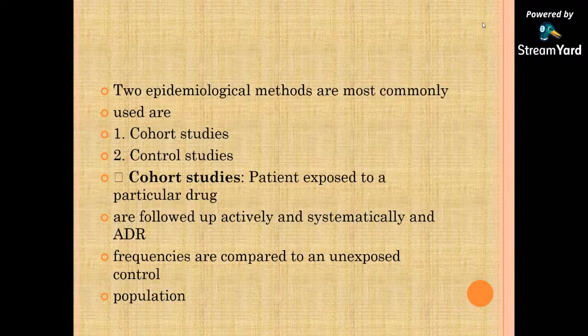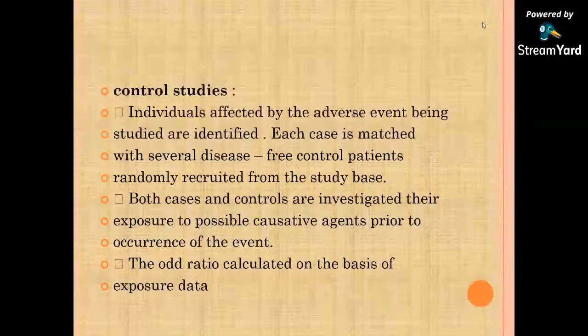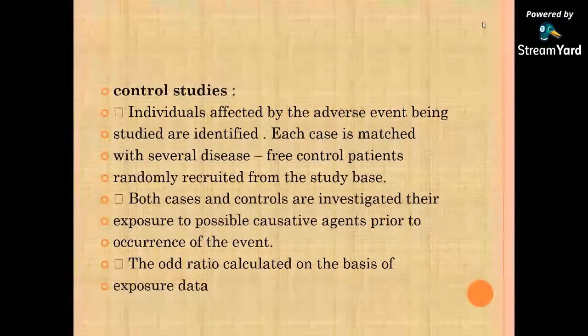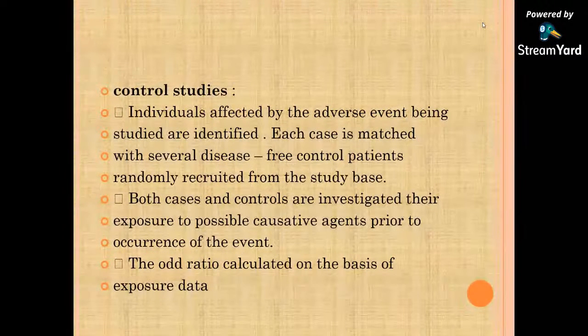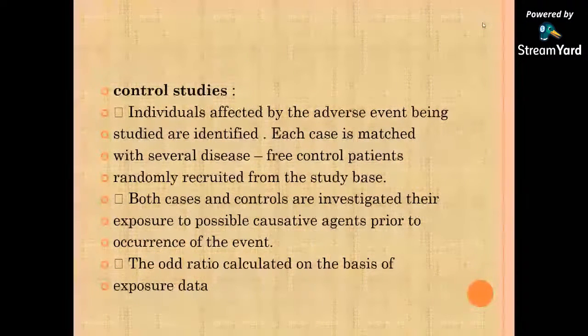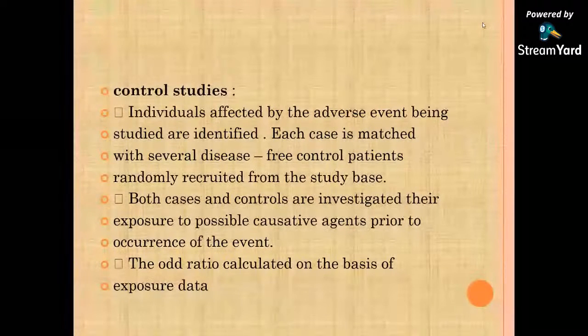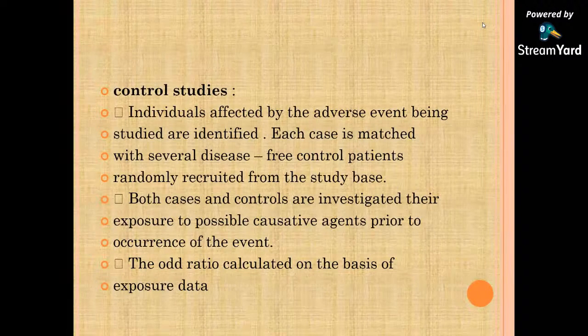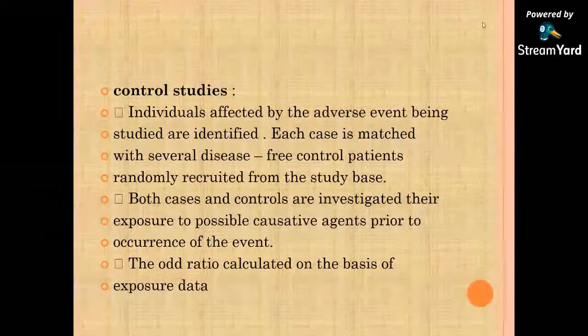Then second is the case control study. So what is a case control study? The individuals affected by the adverse event being studied are identified. See the difference between cohort studies and case control studies. In cohort studies, what is the procedure? First, we choose the patients. In those patients, we give the particular drug, and whatever adverse effect is observed in such patients, we compare with other patients who are not taking that drug. Okay, that is a cohort study.